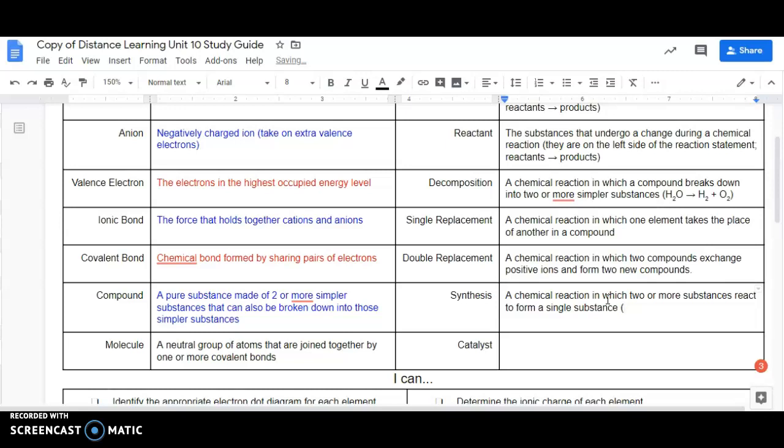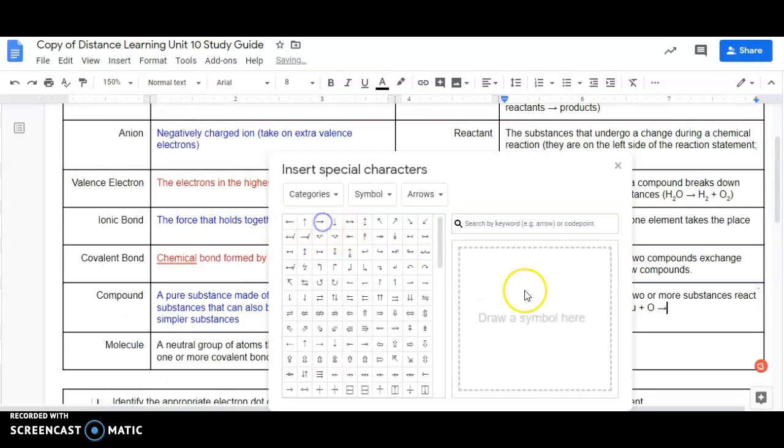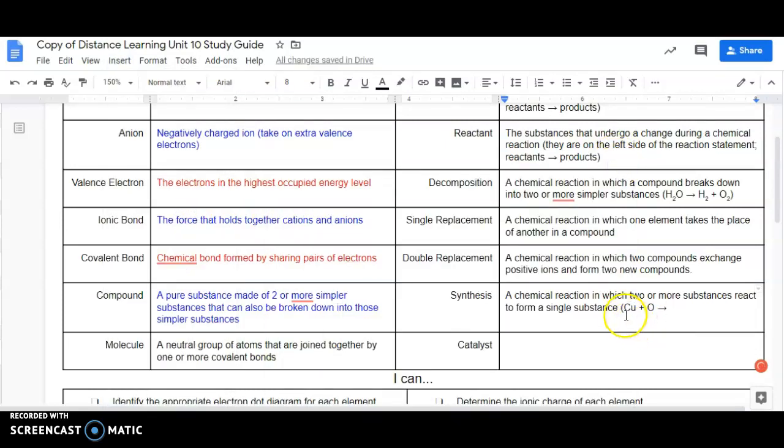Okay, so this one again goes back to that copper and oxygen synthesis lab that we did in class. Okay, so we had these two elements, copper and oxygen. We put them together, we added some heat to cause them to react, and we formed copper oxide. Okay, so we had two elements and we formed a compound.